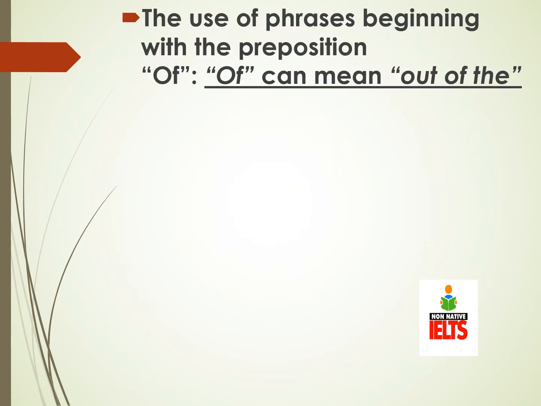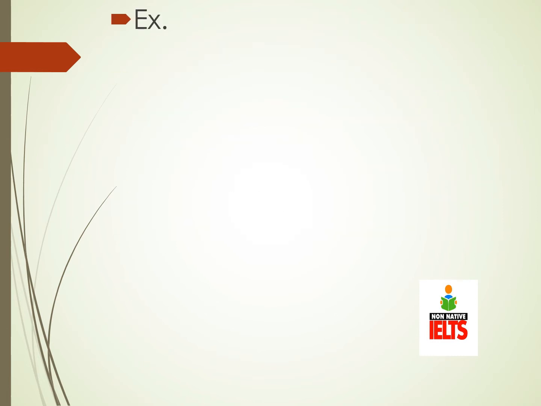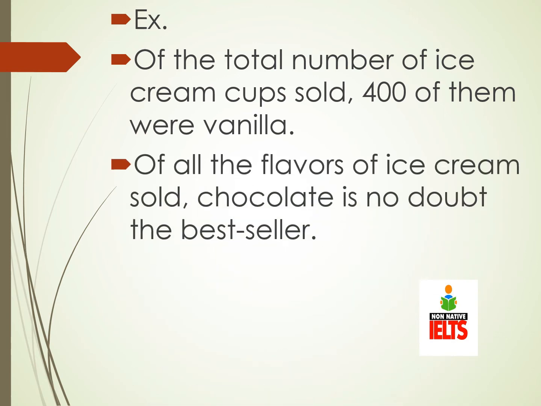The use of phrases beginning with the preposition of. Now, of can mean out of the. Of can mean out of the, such as in phrases like of the participants in the survey, of the total number of the initial attendance. For example, of the total number of ice cream cups sold, 400 of them were vanilla. Of all the flavors of ice cream sold, chocolate is no doubt the best seller.